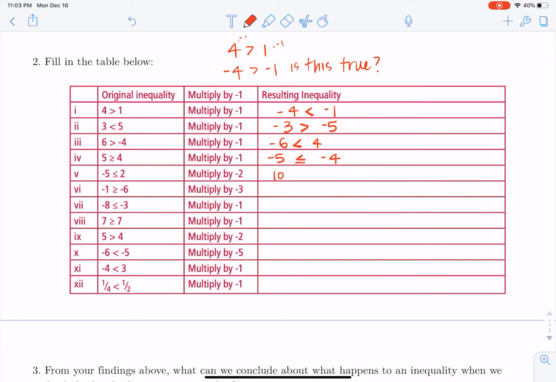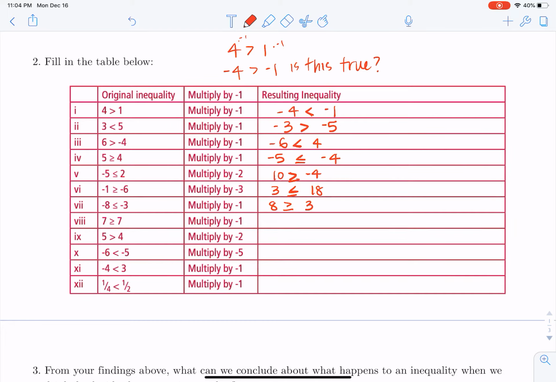So 10 and -4. I know that 10 is larger than or equal to -4. Multiplying by -3, I end up getting -30 and +18. And I know that +18 is larger than -30. Here I'll end up with 8 and 3. And I know that 8 is greater than or equal to 3.